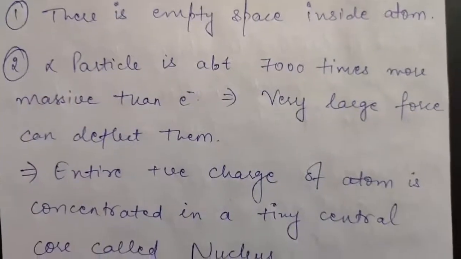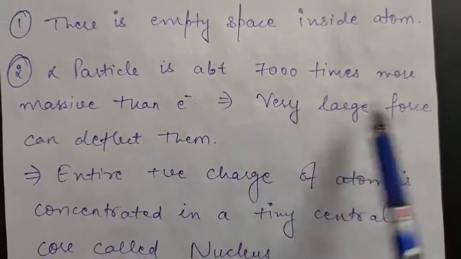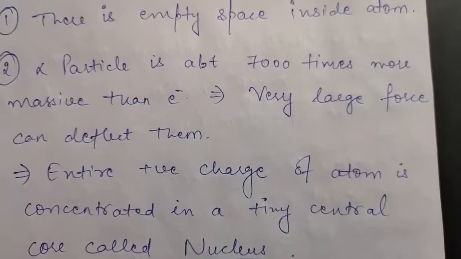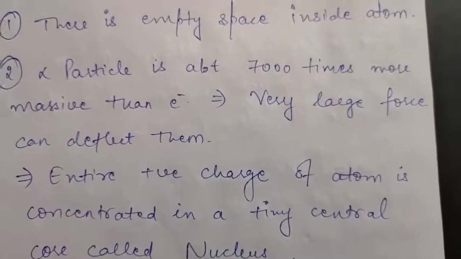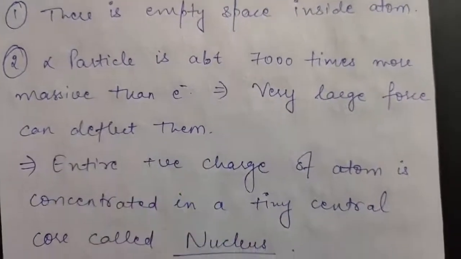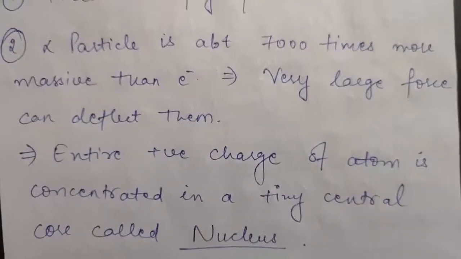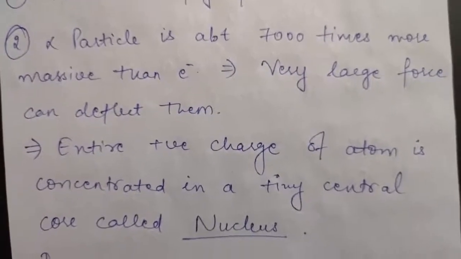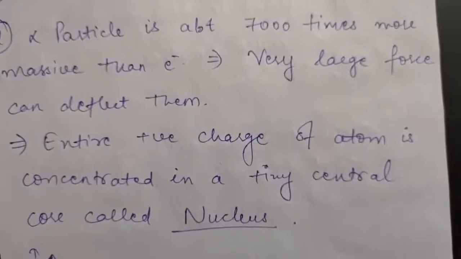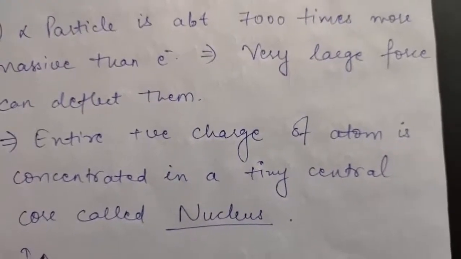The second explanation was that an alpha particle is about 7,000 times more massive than an electron. That means for such a massive particle, you need a very large force to deflect it, obviously. So we need a very large force to deflect these alpha particles. Now the question is, how is it possible that alpha particles are getting deflected when they come near the gold foil? That means inside the atom there is a very big substance, or you can say a very massive particle, which is applying that force on the alpha particle. So that particle was named the nucleus.